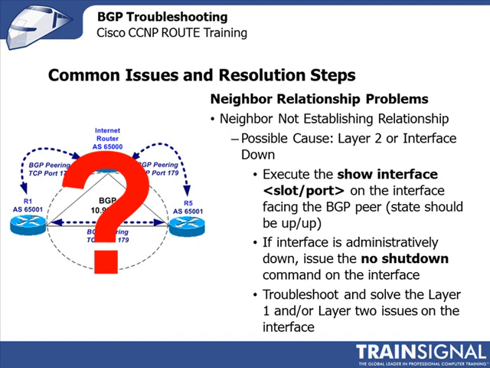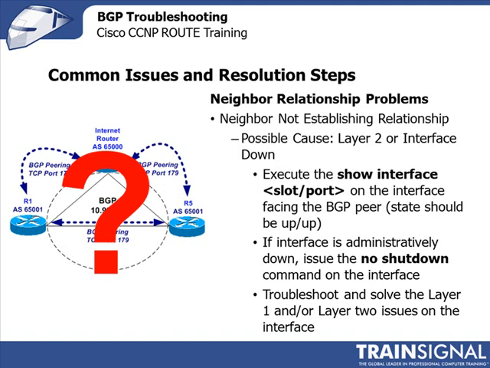Now, there could be a number of different reasons or issues why a neighbor relationship is not being formed. One of the causes could be that the layer 2 process or the interface is down. And the easiest way to be able to determine if this is a problem when you have a neighbor relationship not forming and it's stuck in active or idle state is execute the show interface slot port, for instance, fast Ethernet 0.0 or gigabit Ethernet 0.0 and so forth, and look on the interface that's facing the BGP peer.